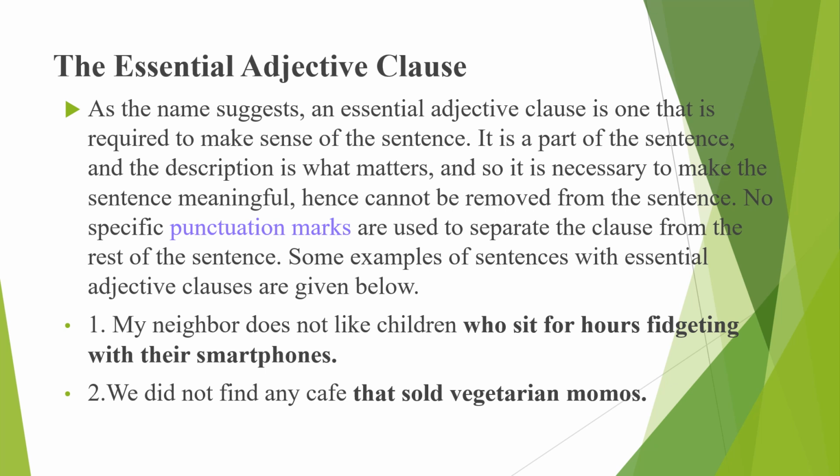In the second example, you can see: we did not find any cafe that sold vegetarian momos. That is also a relative pronoun, and that sold vegetarian momos is an adjective clause, or you can say it is a relative clause as well. You can see, as mentioned above, that there are no specific commas to separate one clause from another clause.